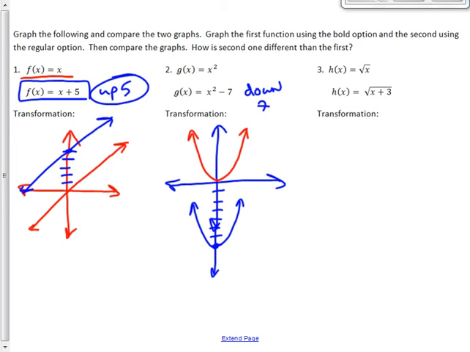The next one, the transformation with the parent function square root of x. The square root of x has a parent function that looks like this. I would recommend always drawing in the parent function when we're doing these problems. And then the transformation that's happening is I put an x plus 3 on the inside. So plus 3 on the inside actually moves this to the left 3. And it looks like the same exact graph, just moved to the left 3. Okay, so the transformation is left 3.